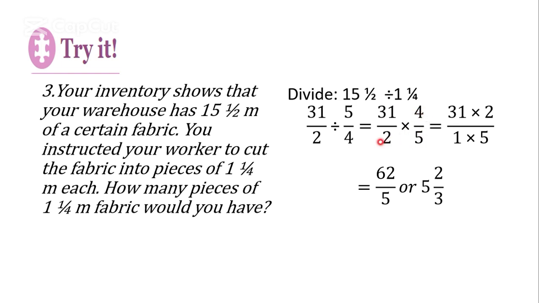But 4 and 2 can be, so by 2. 4 divided by 2 is 2. Remember that one. Slash bar and line. 2. 2 divided by 2 is 1. So 31 times 2. Okay, we need to multiply numerator and denominator. 1 times 5, we got 62 over 5. Improper man na, so i-mix number na po siya as our final answer. So that is 5 and 2 over 3.